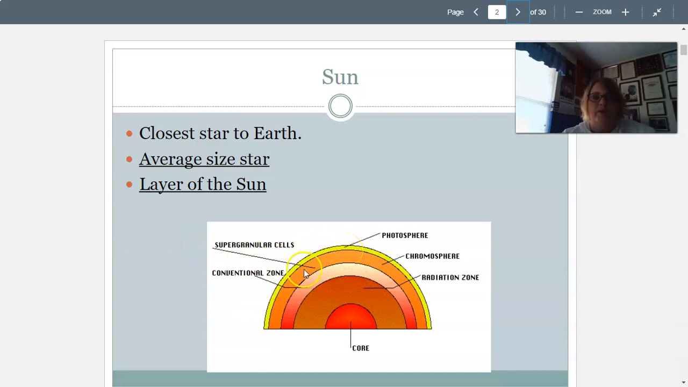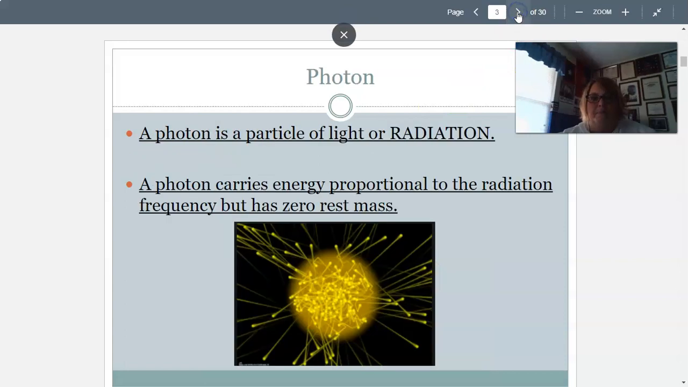We've got supragranular cells here in the chromosphere. Okay, so make sure you know what you're looking at. Okay, you've got to be able to identify this stuff. So let's look at the next slide.